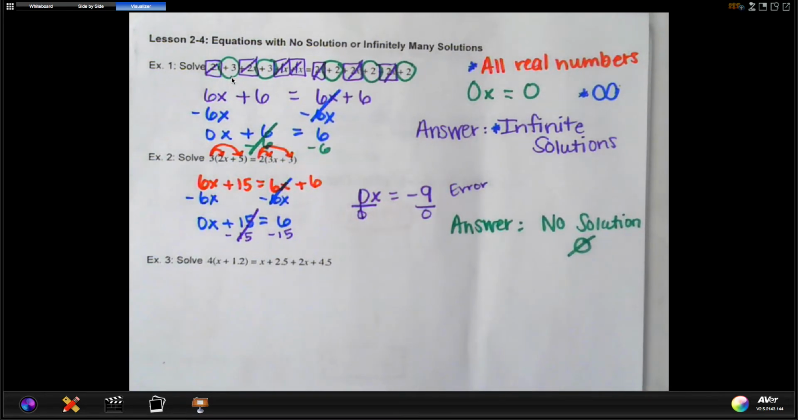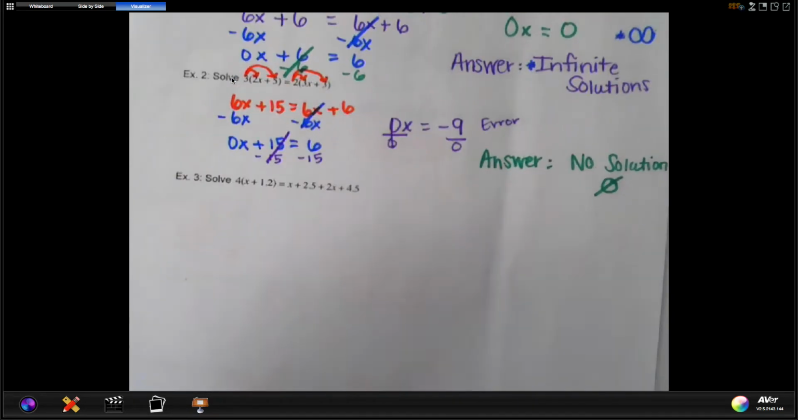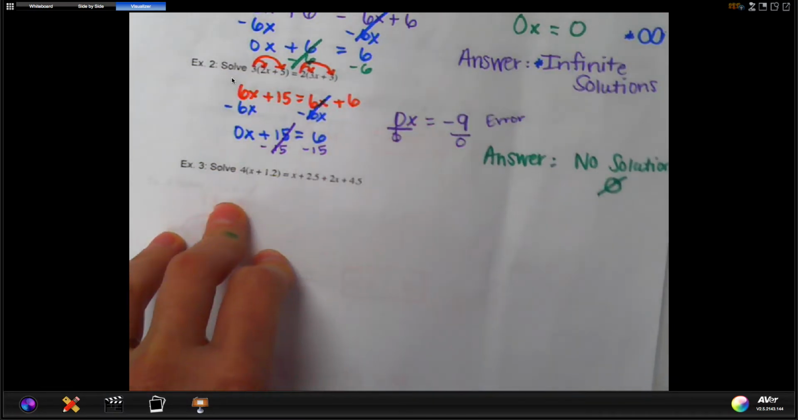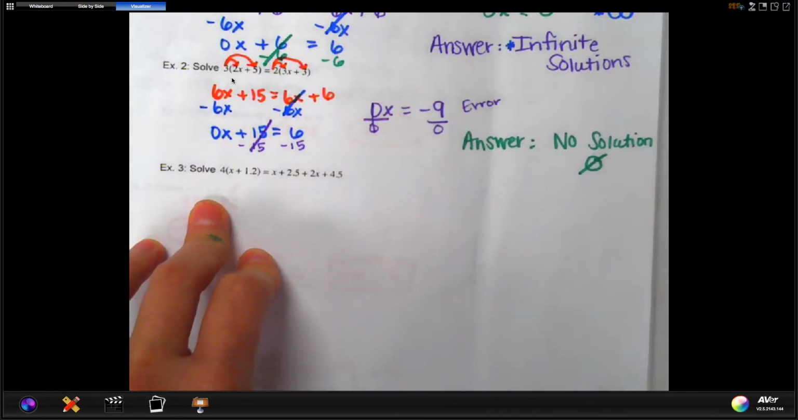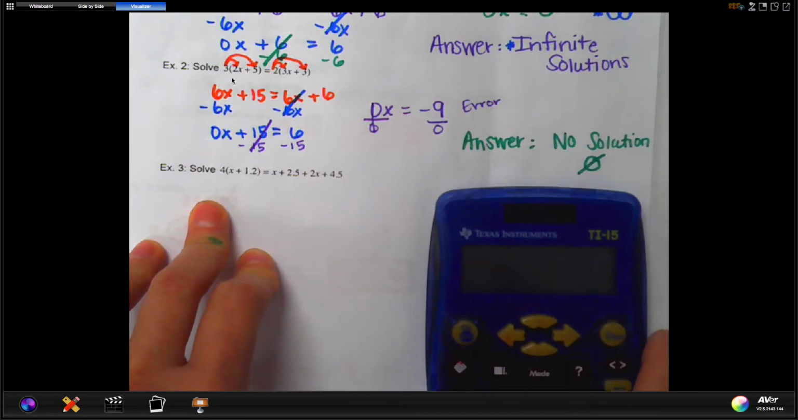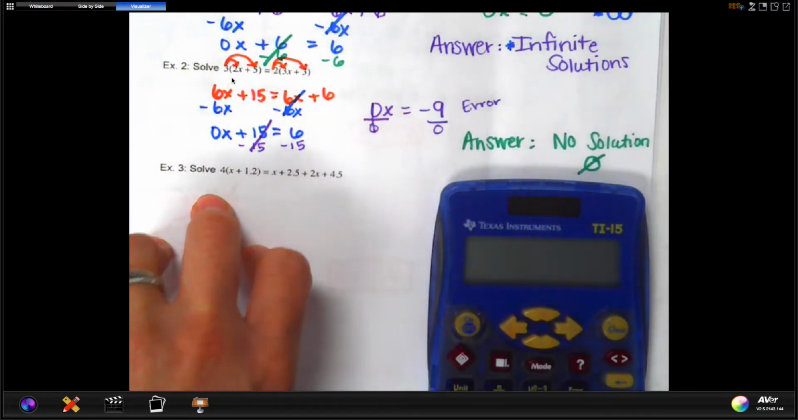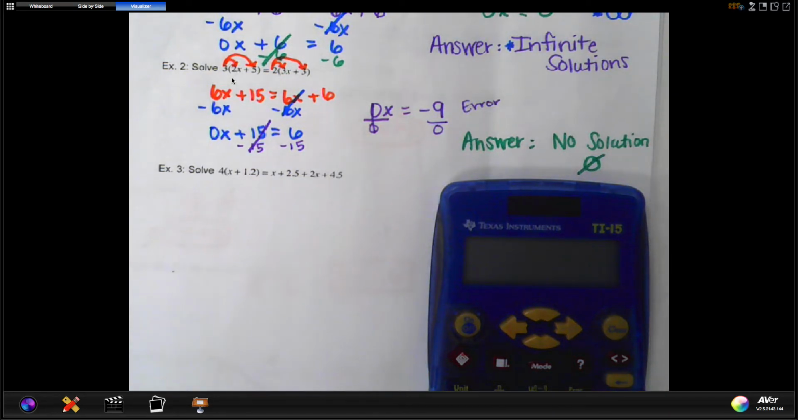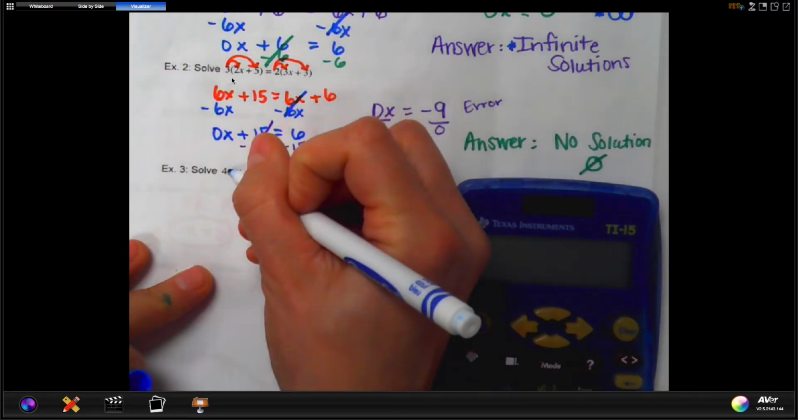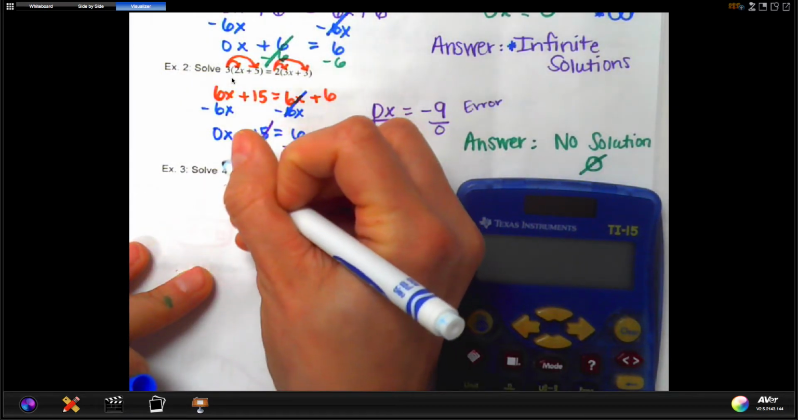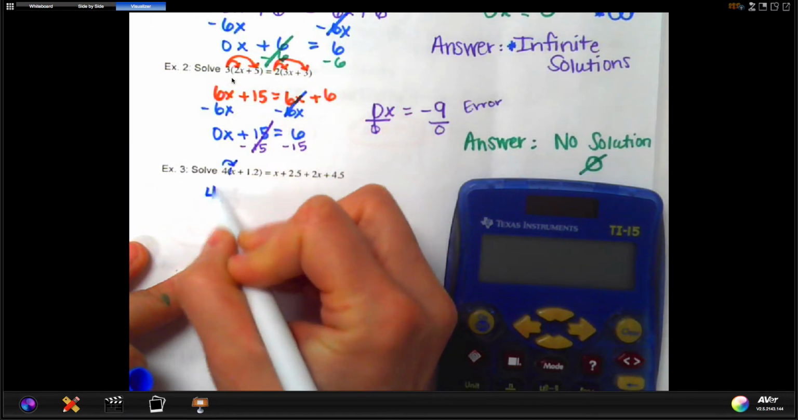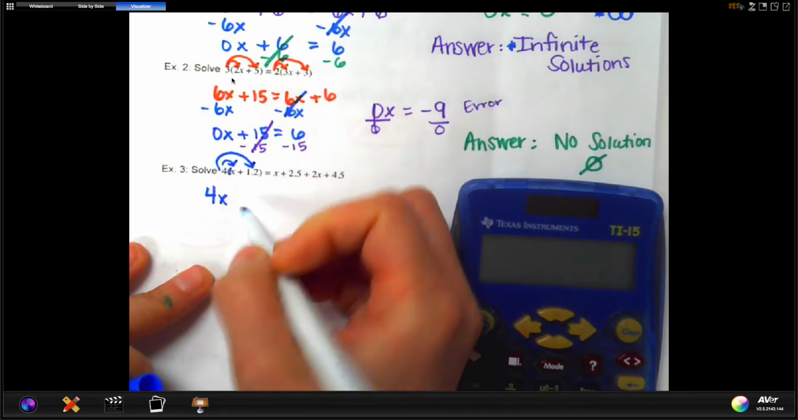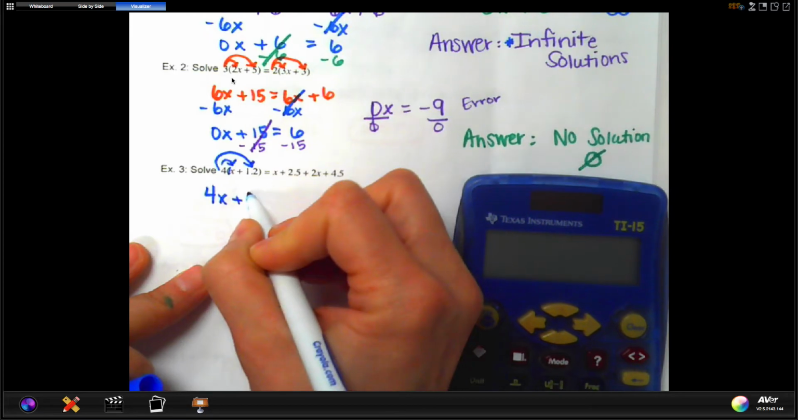Okay, one last one. Example 3, solve this one. So on this one, we have some decimals, so if you need to, please use a calculator. Make sure you have that handy, or your phone, or your Chromebook. Okay, so let's go ahead and start this one. All right, so there's a 1 in front of this x. 4 times 1x would be 4x. And then 4 times 1.2 is going to be positive 4.8.